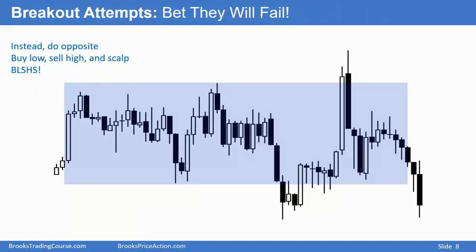Instead, you should be doing the opposite. You should buy low, sell high, and scalp. BLSHS. Bet that the breakouts will fail. So you see a bear breakout, an experienced trader will buy that bear close, betting it will fail. Here you get a reversal up, second reversal up, one pullback two, a high two buy. Buying near the bottom, that is a reasonable buy.